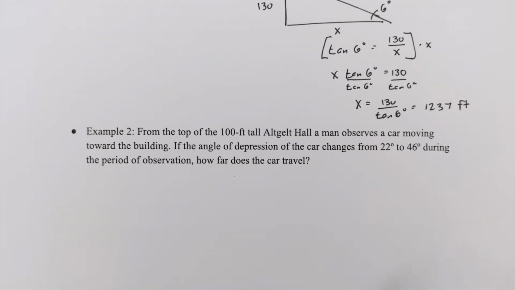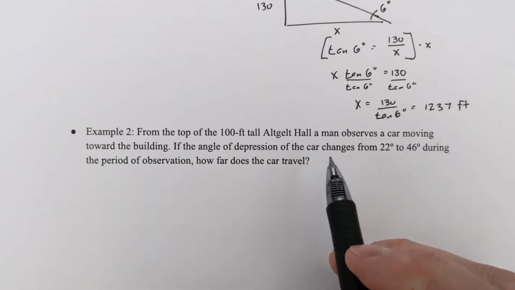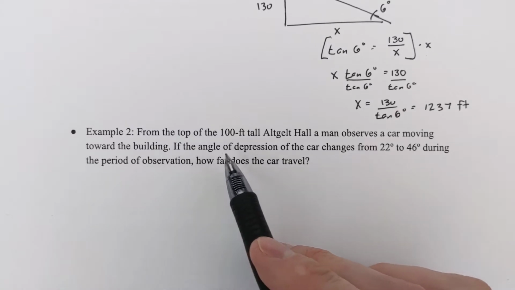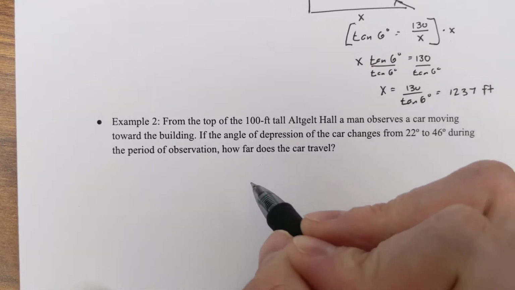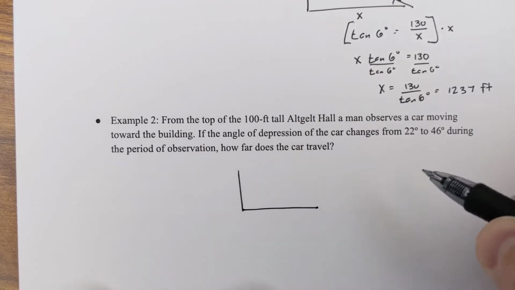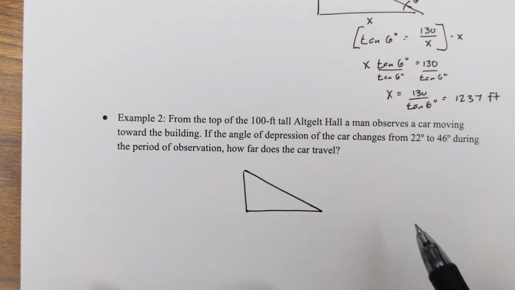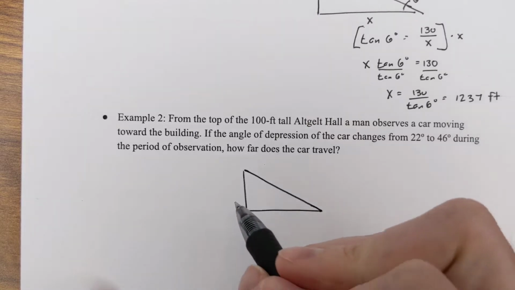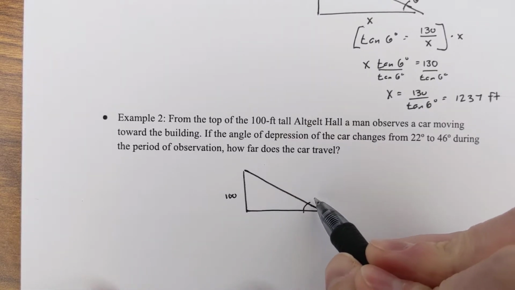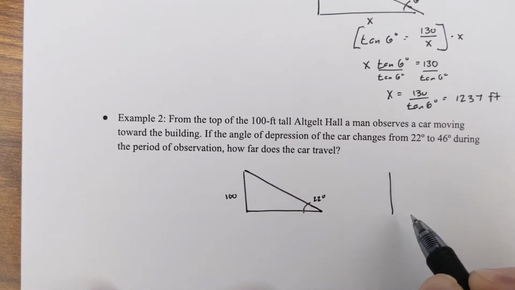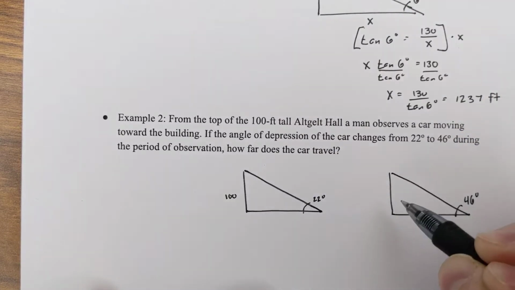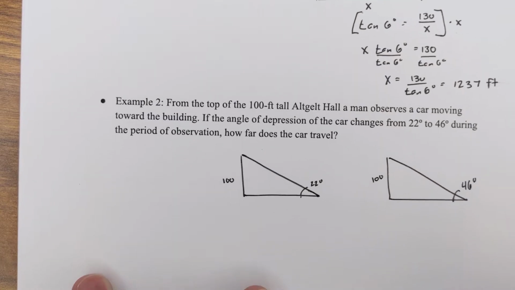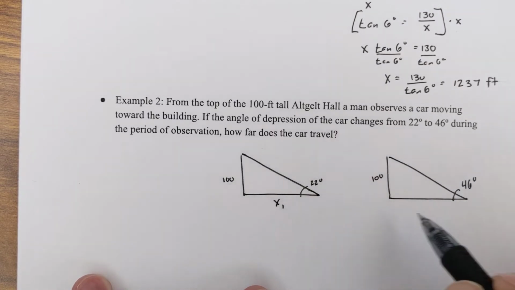Okay, example 2: from the top of the 100-foot tall Old Hall Mountain, one observes a car moving towards the building. The angle of depression of the car changes from 22 to 46 degrees. How far does the car travel? So I'm actually going to draw 2 different triangles. Notice my angle of depression is the same as my angle of elevation. So here's 100, and this is going to be 22 degrees. And then later on, this angle is 46 degrees, but this is still 100. So I'm going to find the 2 x's and just take the difference between them.